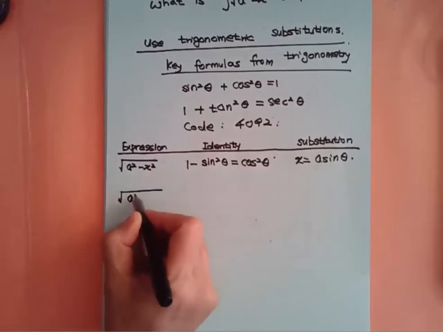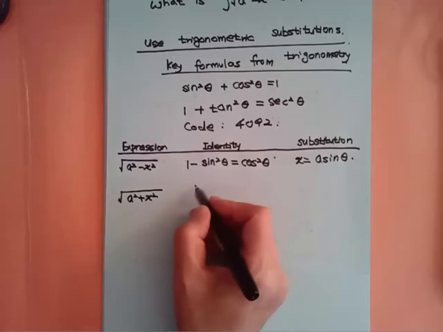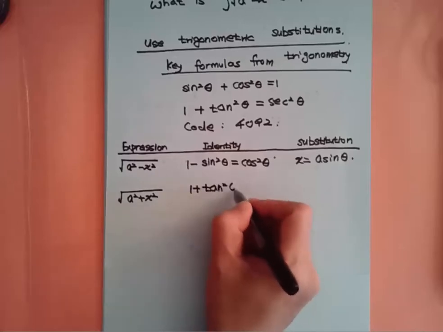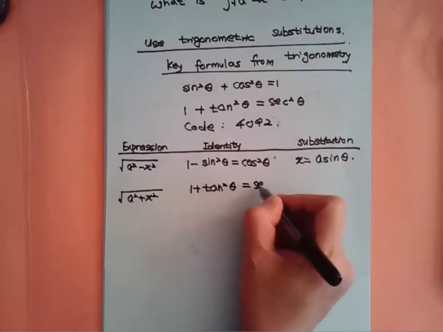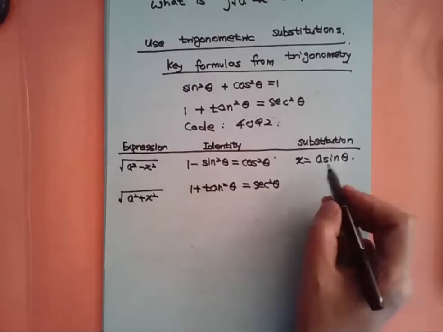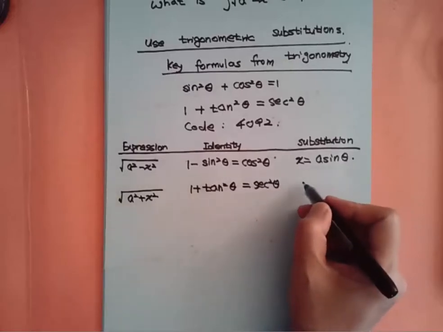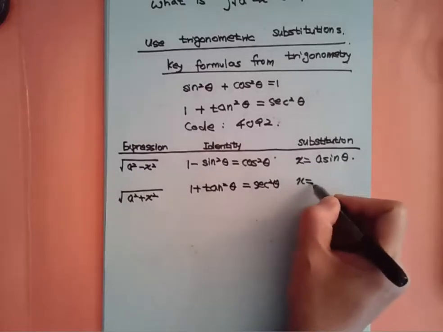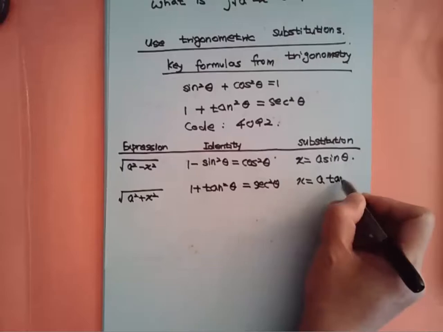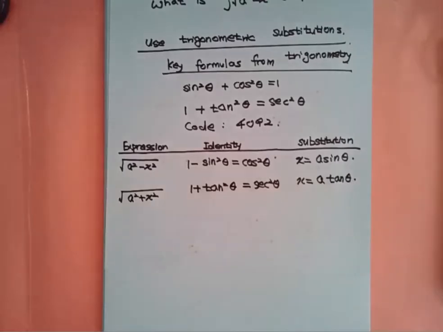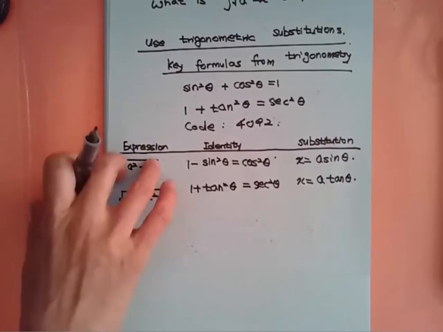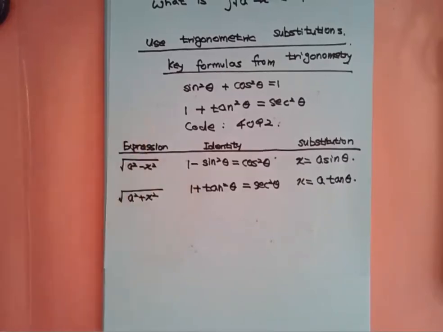If we have a squared plus x squared, then we will think about 1 plus tangent squared of theta equals secant squared of theta. And then we will put this one, tangent, as x. By doing that, what we realize is we can remove this square root, right?